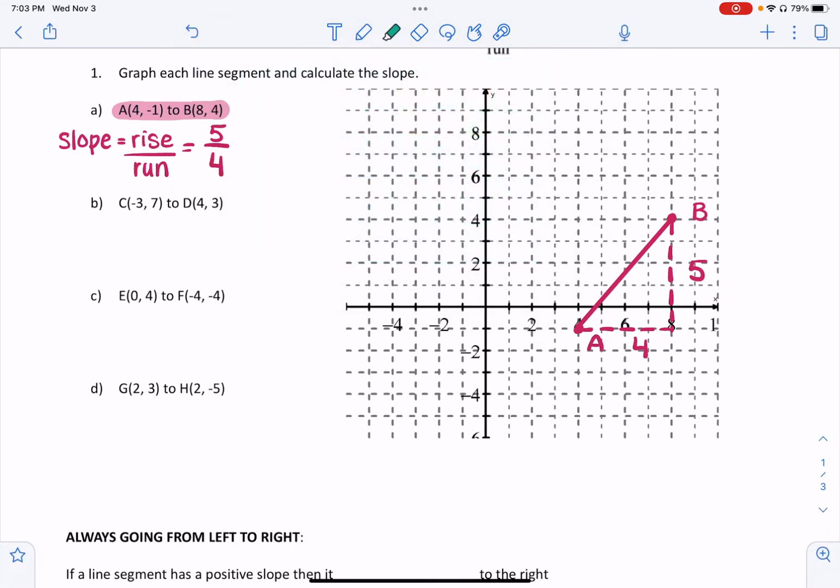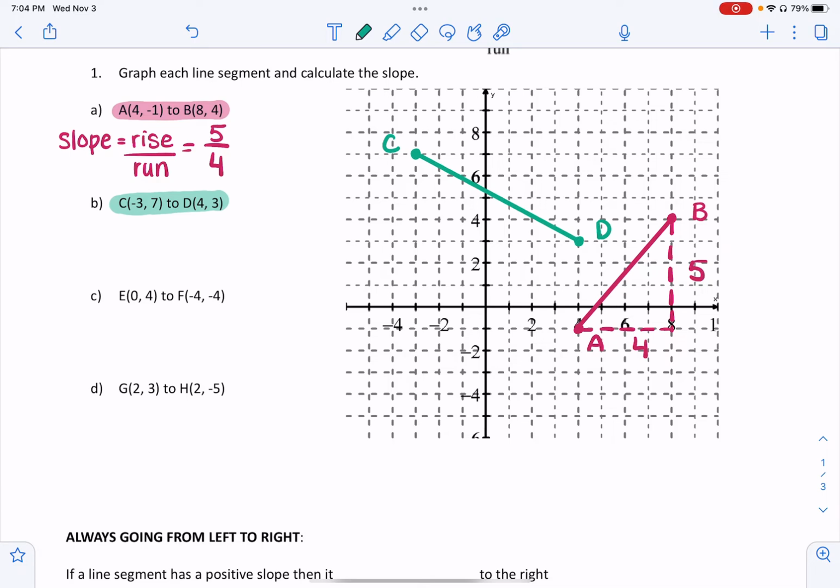So for B, we're looking at the line segment from C at -3, 7 to D at 4, 3. So let's plot those points. We'll start with C. C is at -3, 7. So on the x-axis, I go to -3, which would be right here, and I'm going to go up 7 to here. Similarly, I'm going to label that with a C. Now let's plot point D. So we go to 4 on our horizontal axis, and then we go up 3. Now I'm just going to connect those points so we can look at our line.